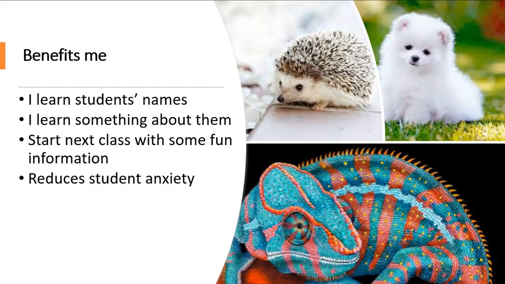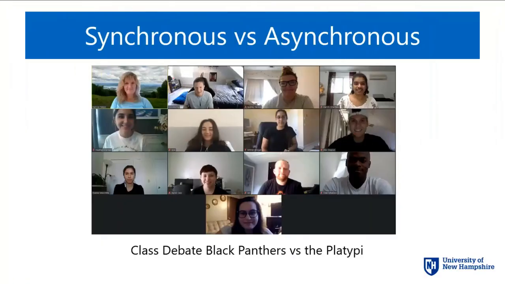And then some other things I've done with my synchronous classes online, and of course, synchronous means we're there at the same time. With my ethics class in particular, I had to design the debate so we could still have it. The students work in teams all semester, and they get to choose their name and their team color. In this case, we have the Black Panthers, who are wearing the black t-shirts, and then the Platypi, who are wearing the white. As everyone knows on Zoom, you can't line them up as if their chairs are facing each other, which is what I would do in the classroom during a debate. So we had to have a way to identify them.